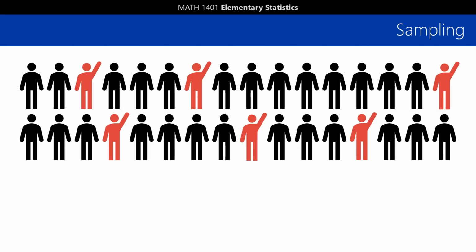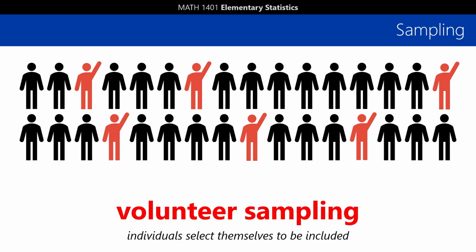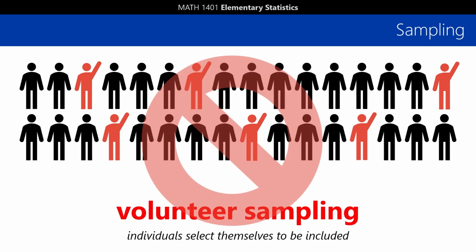Another thing you might think of doing is posting a poll somewhere, say at a bulletin board in the student center or on social media, and then seeing what responses you get. That's called volunteer sampling, and it's also not very good. When you rely on individuals to select themselves, most of the responses you get will be from people who feel strongly about what you're asking and think it's worth their time to respond.